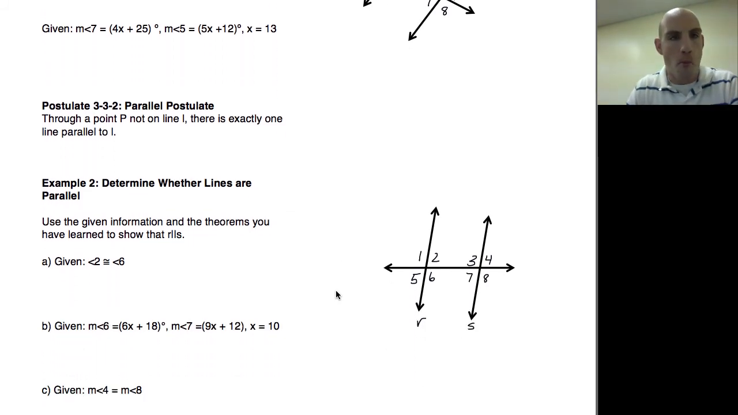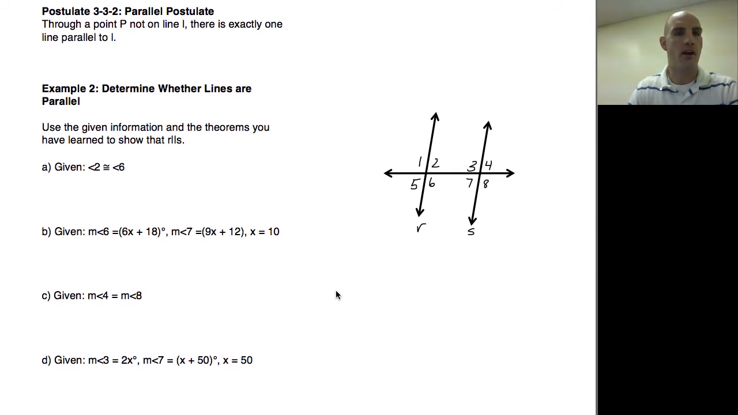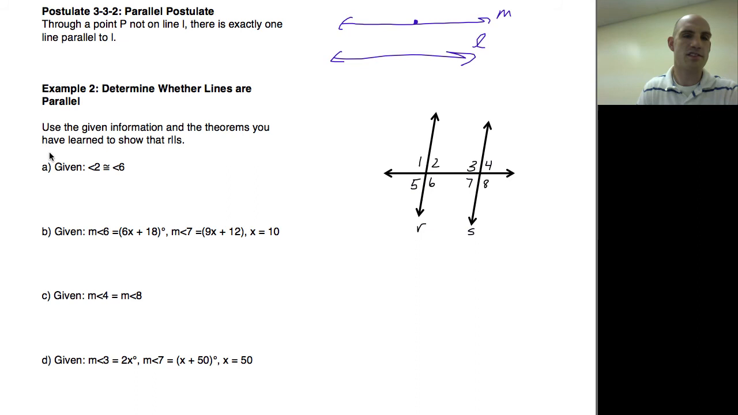Parallel postulate. Through a point P, not on line L, there's exactly one line parallel to L. Here's L, the world's least straight line. And so the postulate is saying, if I draw a line through that point, I'm going to call it M, that's the only one that is parallel to L. So I can draw all these other lines, and they might even be pretty close, but only one of them can be truly parallel.